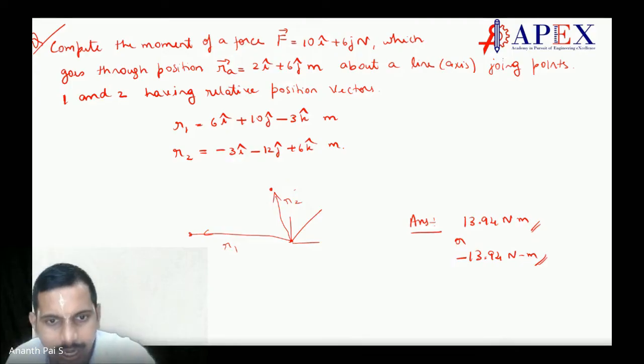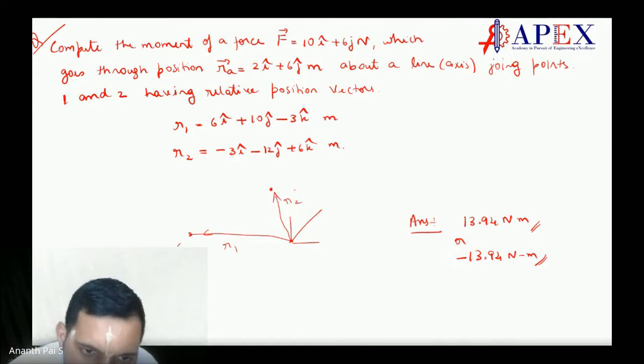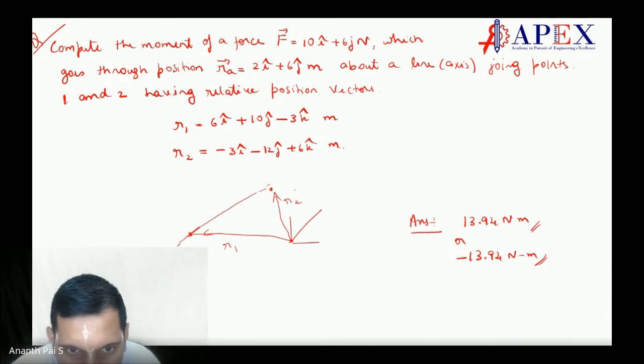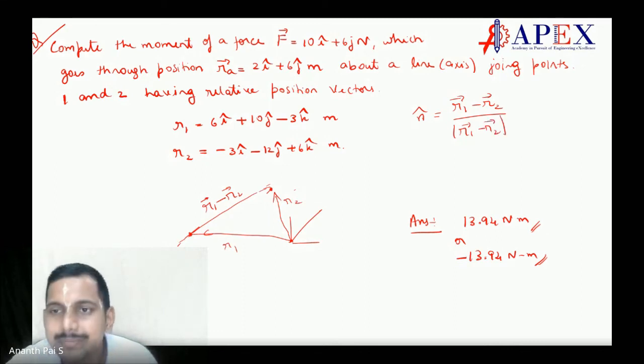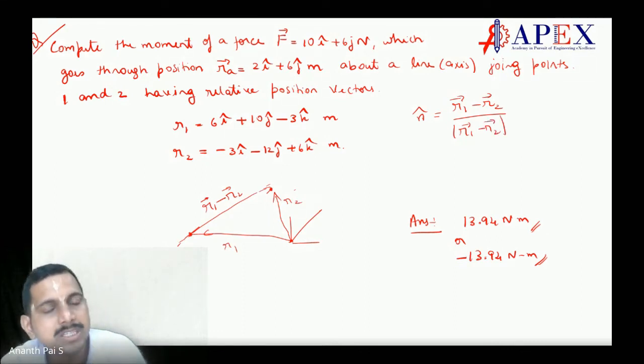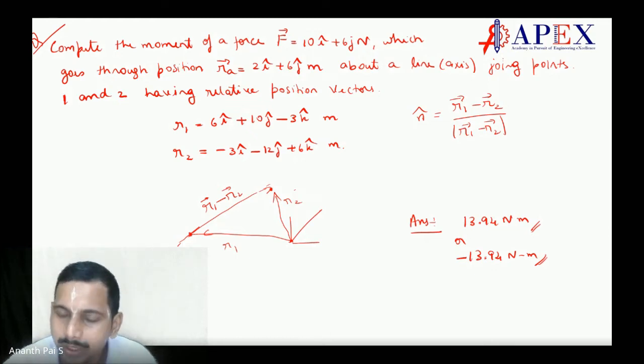So r1 and r2 are given. The axis, from here to here, can be got by r1 minus r2. This is the vector r1 minus r2. The unit vector n will then be the vector r1 minus r2 divided by the magnitude of r1 minus r2. Can I take r2 minus r1? Very much you can. You get n here.